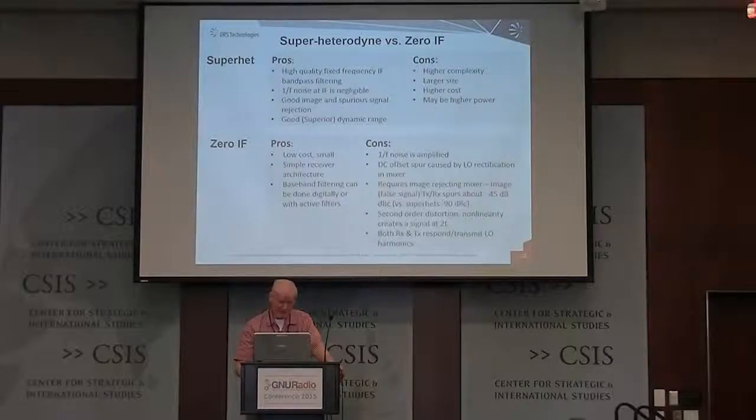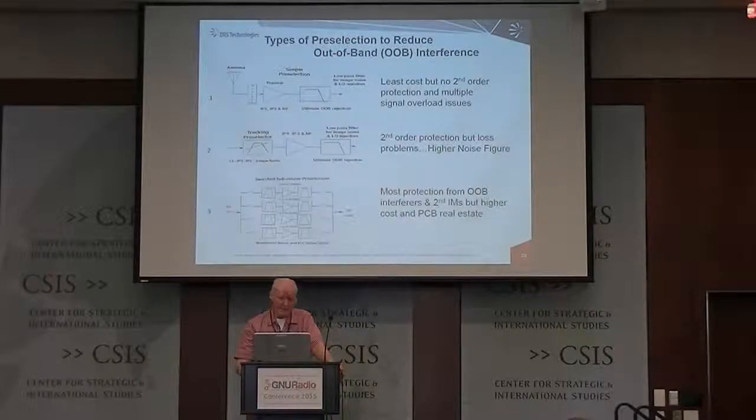So, pros and cons. Superhets, yes, they have higher complexity, larger size, possibly higher cost, and may have higher power. But they have absolutely great dynamic range with very low image responses. The zero IF has the lowest cost. But it has all the attributes you see on the right side, including an image problem and secondary distortion, and then responses to the LO harmonics. But every radio that's made can also be improved by putting in preselection to reduce these out-of-band effects.